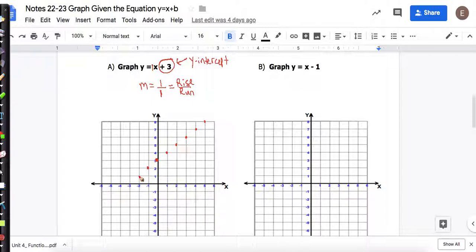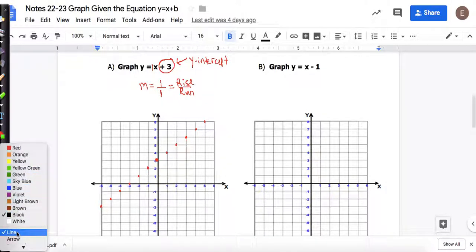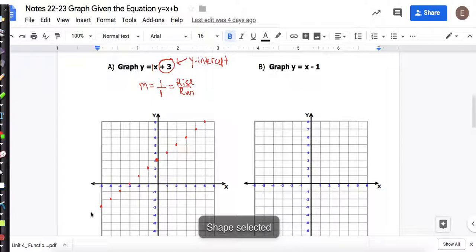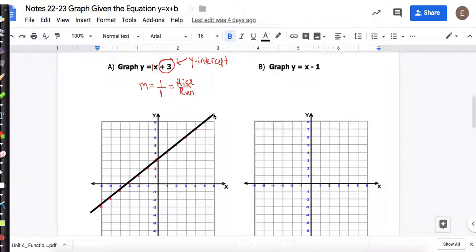Down negative 1 over negative 1, and again, continuing the pattern. Now use your ruler to help you make a straight line. And if you need to get a ruler, go ahead and pause the video and get one.